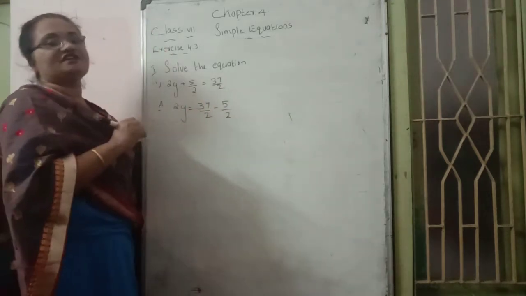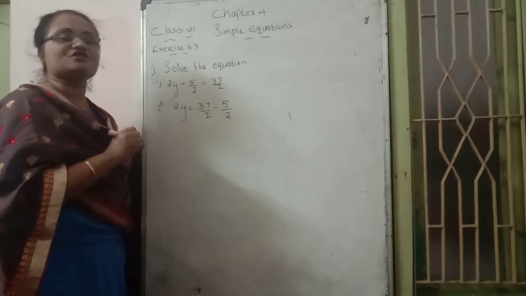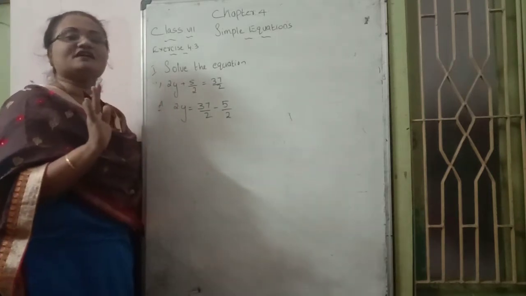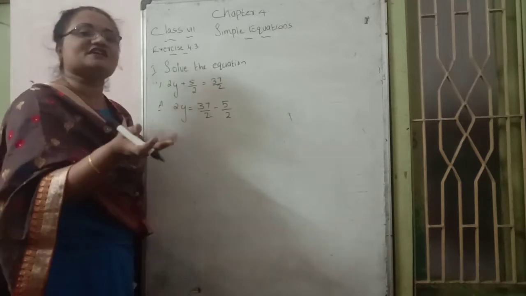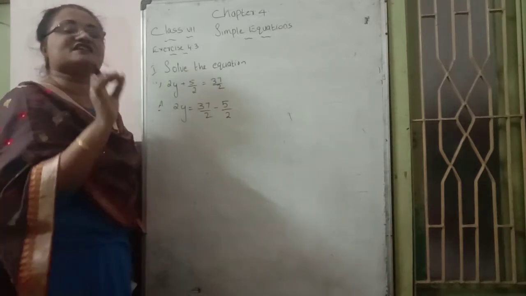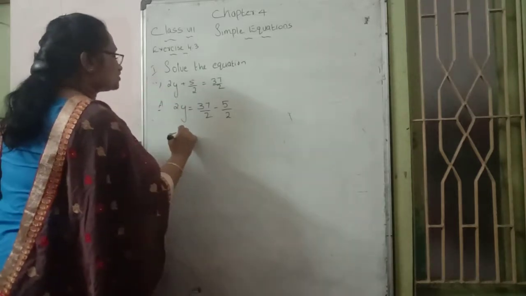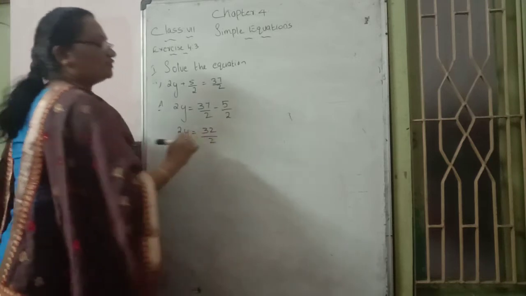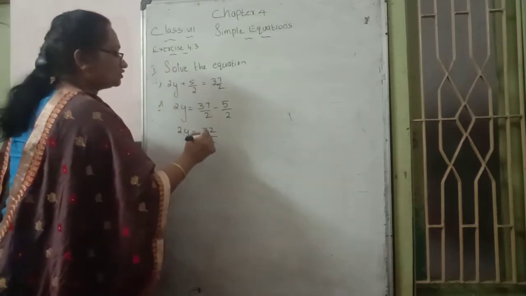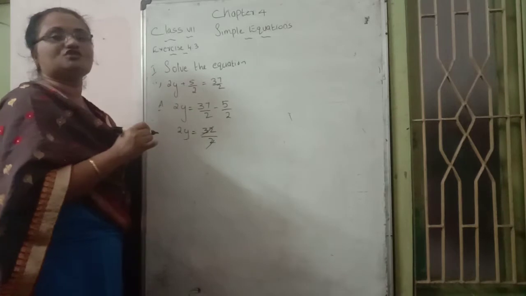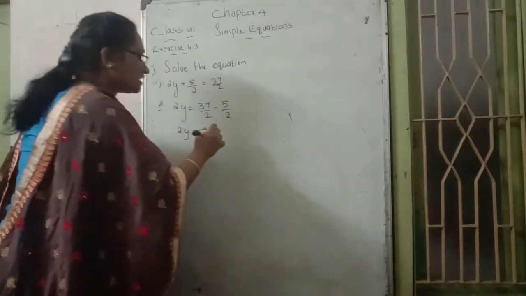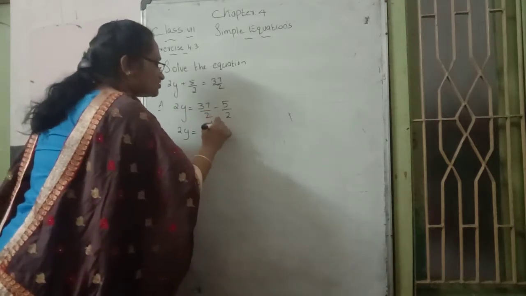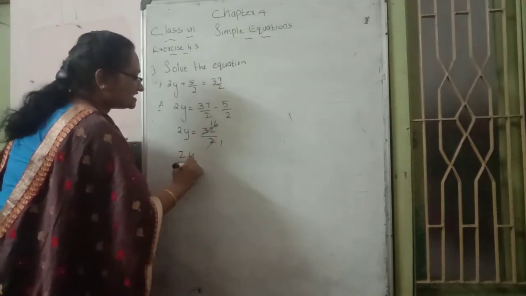Both are fractional numbers, so direct subtraction is not possible. We would need an LCM, but here both denominators are equal. So you just subtract the numerators and keep the same denominator. So 2y is equal to how much? 32 by 2 will come. Then 2 and 32, both in the 2 table, are possible to cancel. 2 ones are 2, and 2 times 16 is 32. So 2y is equal to 16.